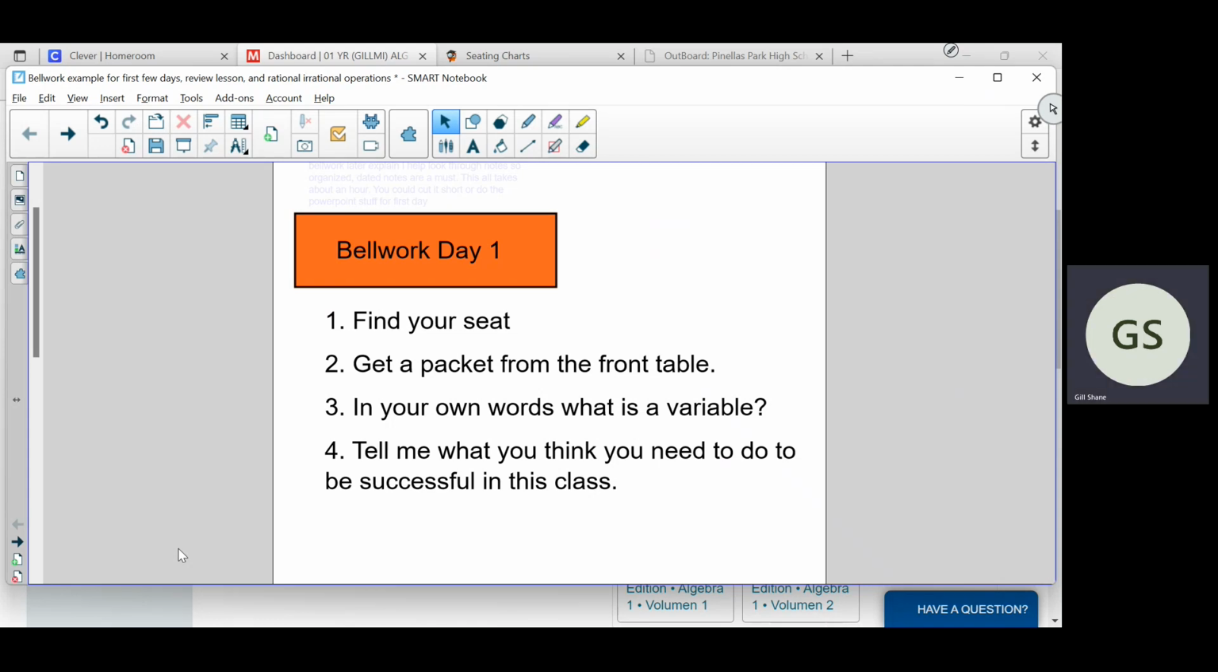If I give out a packet and you just want to take all your notes on packets, that's up to you. Some people like having them in notebooks. Some people just need to have them somewhere. You do need to be able to find the bell work. It is the most important questions that we do. And you'll probably see what is a variable 3 or 4 times on bell work, because if we don't understand what a variable is, we're going to really struggle, especially when it comes to creating equations.